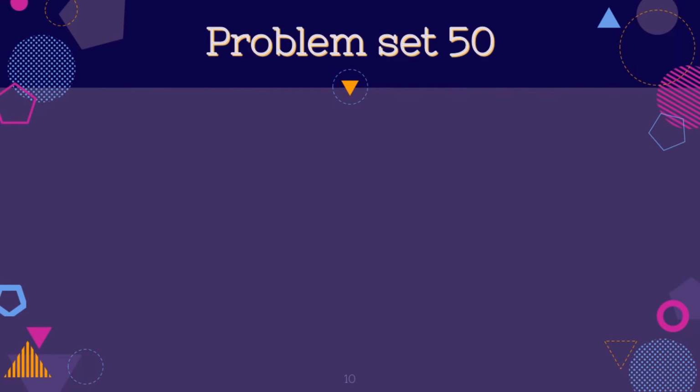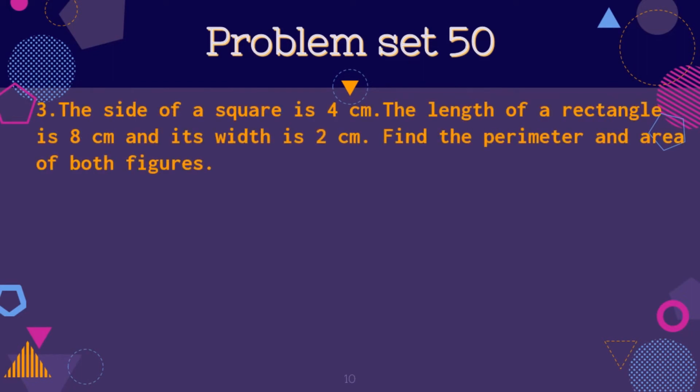Next question is, the side of a square is 4 centimeter. The length of a rectangle is 8 centimeter and its width is 2 centimeter. Find the perimeter and area of both the figures. So now here we have two figures, a square and a rectangle. And we have to find out perimeter and area of both the figures.